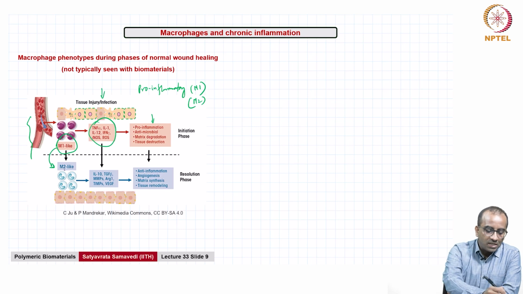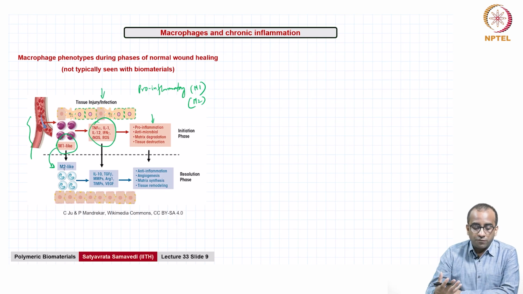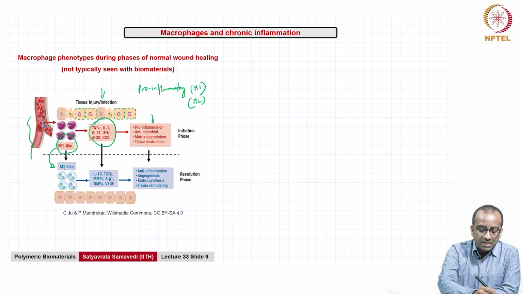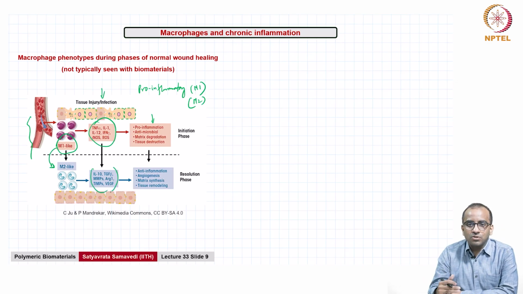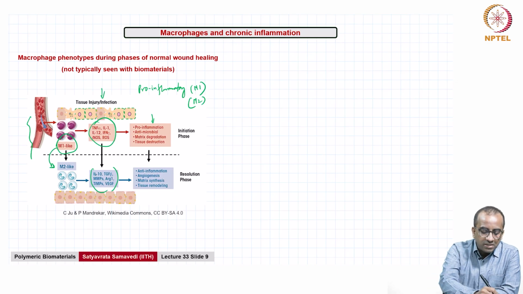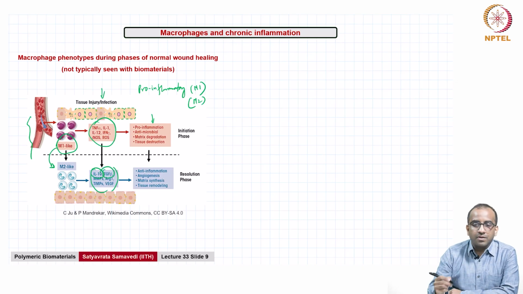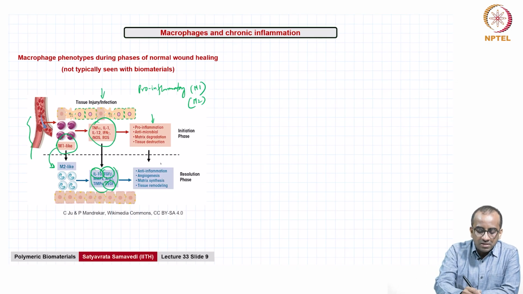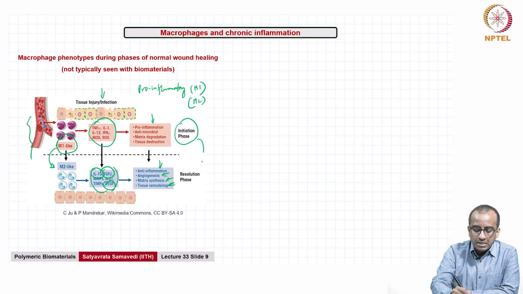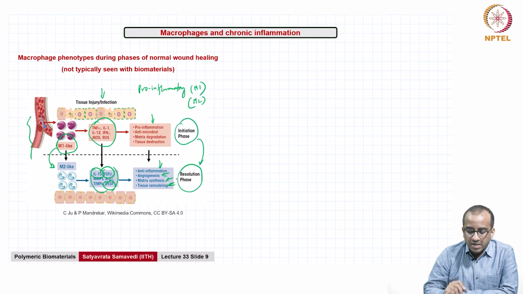So you see that the macrophage phenotype has switched from M1 to M2, and that is characterized by the secretion of different types of cytokines associated with a healing response, particularly IL-10 and TGF-beta, right? Of course, VEGF as well, which will eventually lead to new blood vessel formation. So that typically results in anti-inflammatory processes, angiogenesis, matrix synthesis, and tissue remodeling. The initiation phase, which is just the acute inflammation, is typically followed by the resolution phase, right?